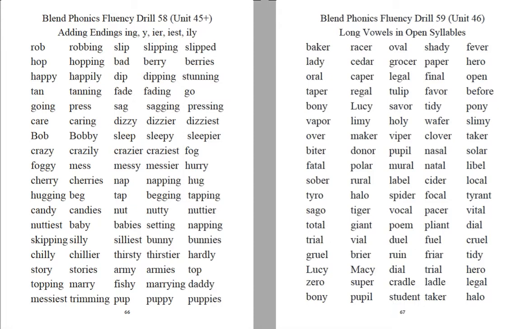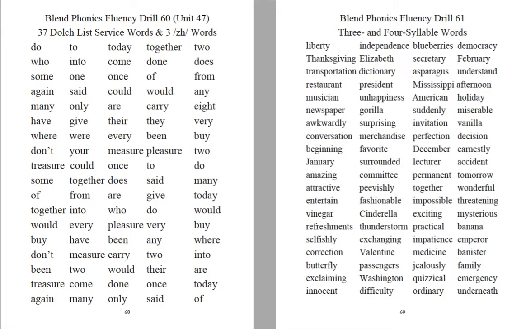Notice we do rob, robbing, slip, slipping, slipped, and so on. Long vowels and open syllables, something that's missing in a lot of the basic, some of the more popular programs. Then finally, we have the 37 Dolch list words that were not specifically taught in the program, and we put them together here. In Miss Loring's book, we've actually organized them into groups according to sound. And then we end up with 61, our last drill.